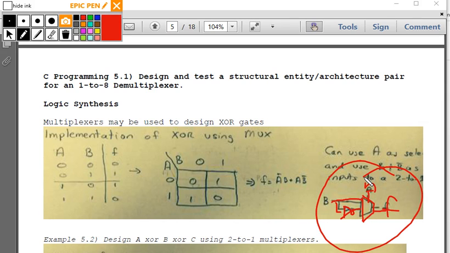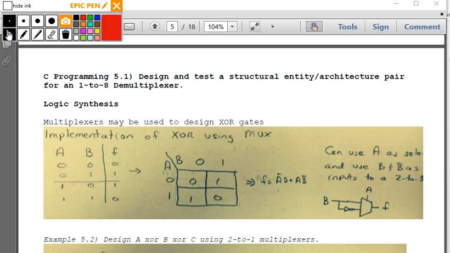They're like, well, what's that? Why are they using this multiplexer? They're just doing that as a different way of, that's logically equivalent to an XOR gate. And so what we're going to do in the next example is we're going to design A XOR B XOR C using 2-to-1 multiplexers.